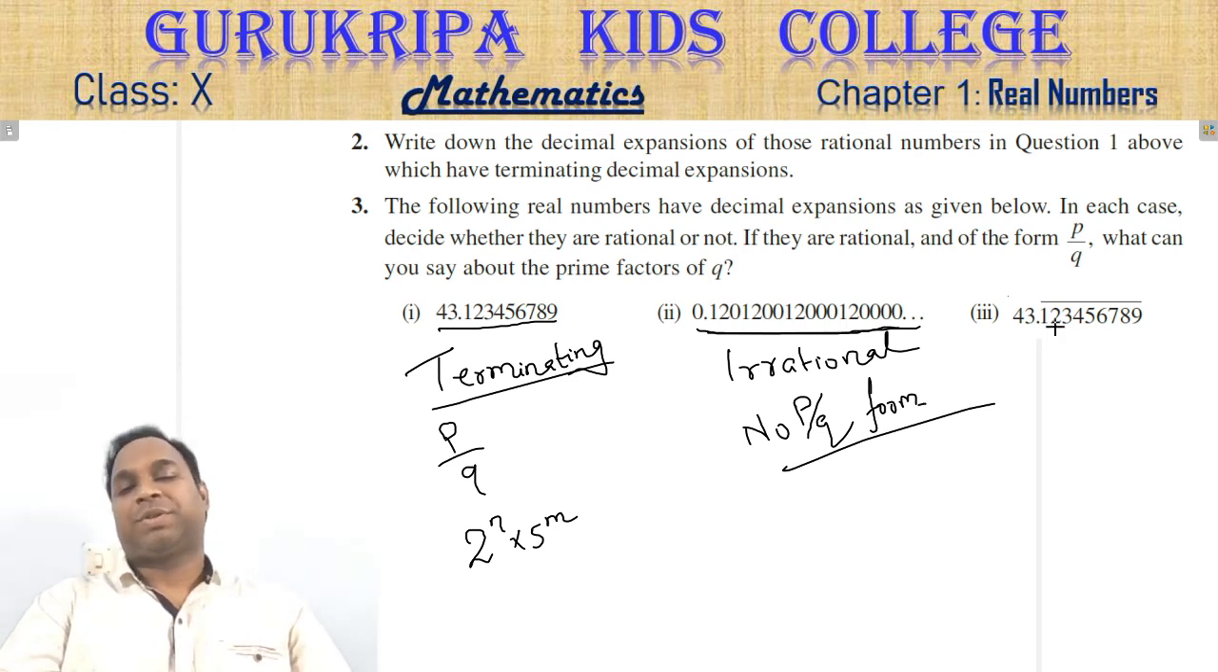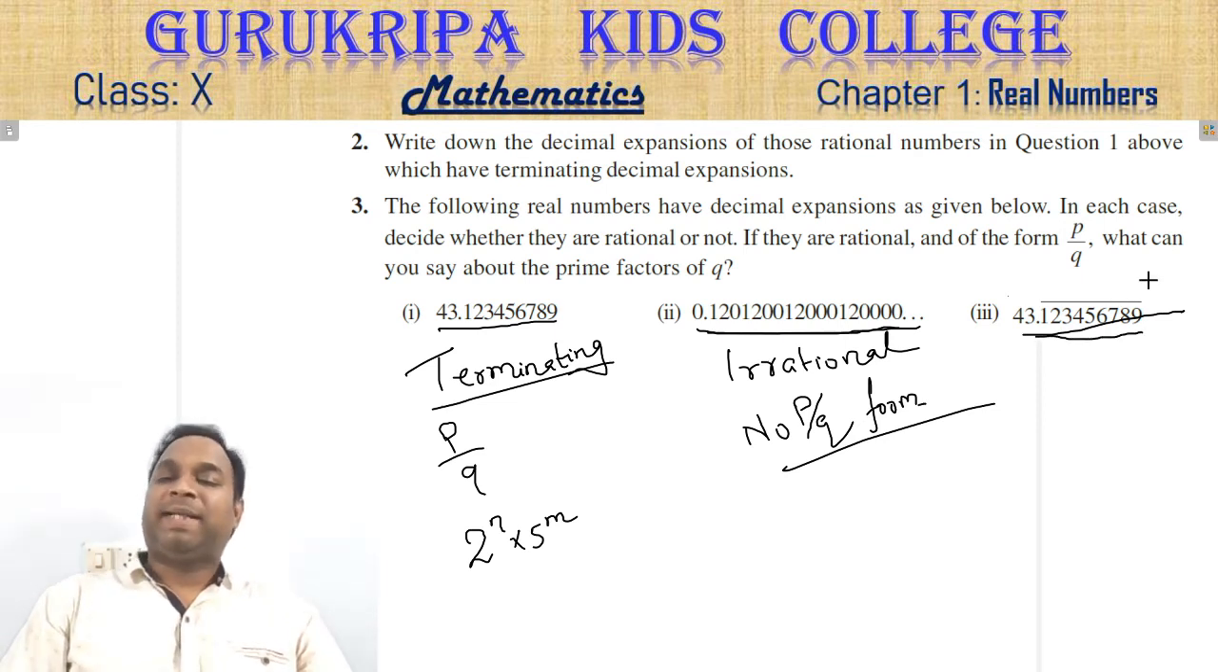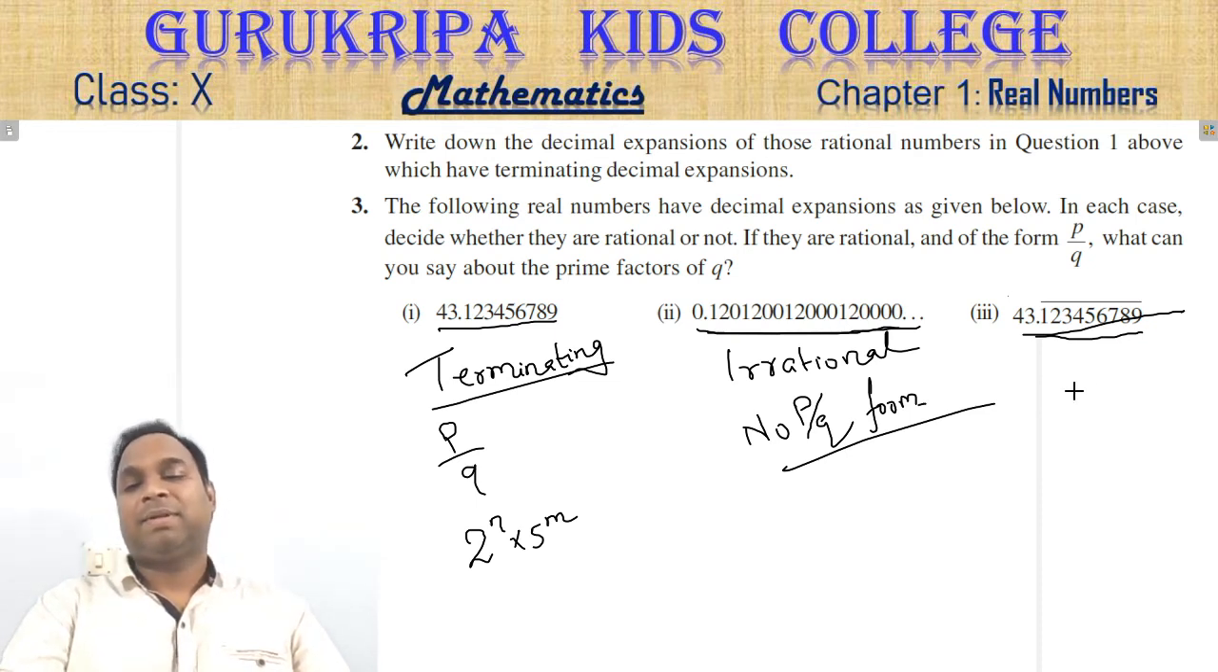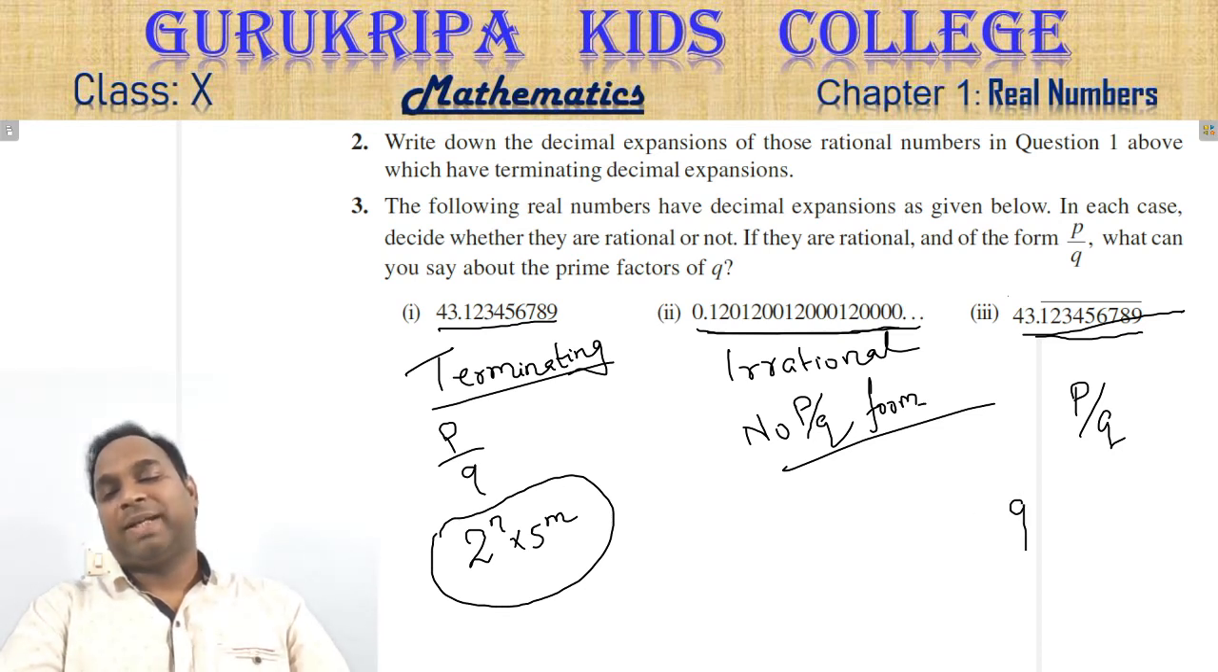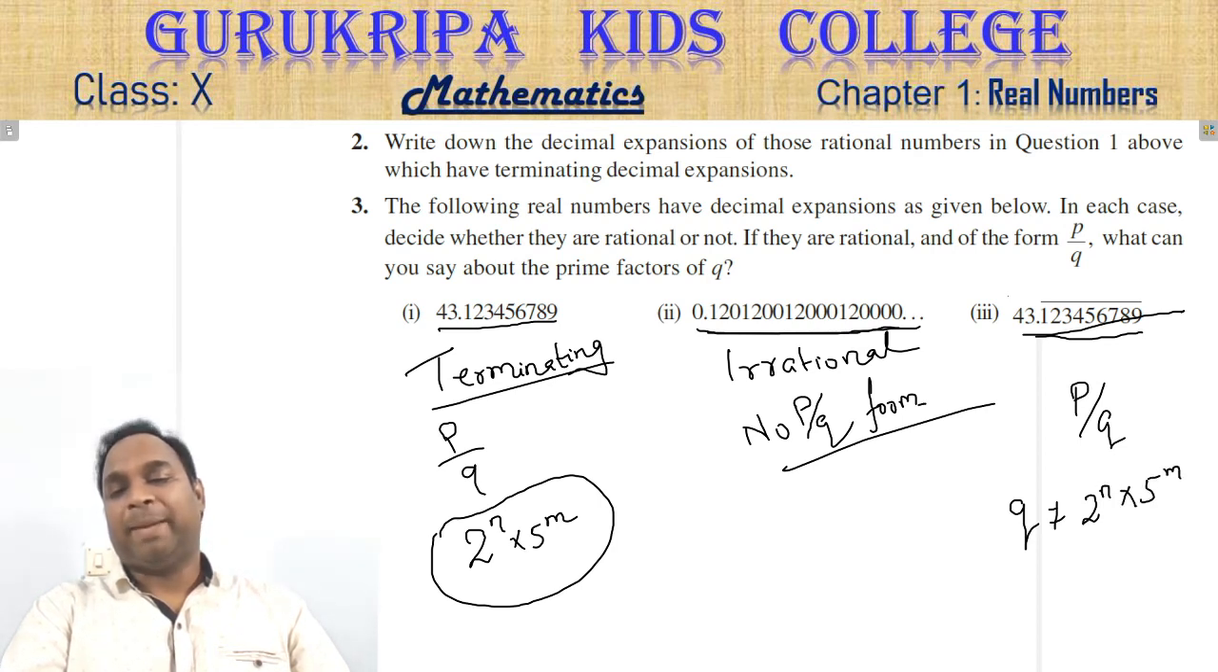And come to the last question now. This is a non-terminating recurring decimal number. Non-terminating recurring decimal number, meaning this is a rational number. It has to have p by q form. And the denominator will not be of this form. So we can write q is not equal to 2 to the power n into 5 to the power m.